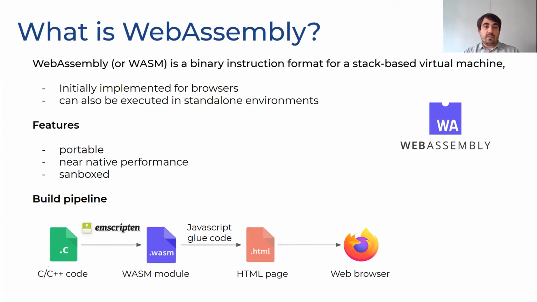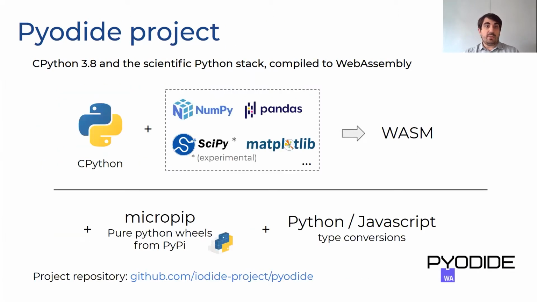So since the Python interpreter is essentially written in C, we can do the same thing for the Python interpreter. And that's what the Pyodide project does. So we take CPython 3.8, we build it for WebAssembly, and then we are able to run Python code inside the browser. Additionally, another important part of Pyodide is that we build the main scientific Python packages. Here there are a few, but the full list will be shown in the following slide. So once we have those packages in WebAssembly, we can use them from inside the browser.